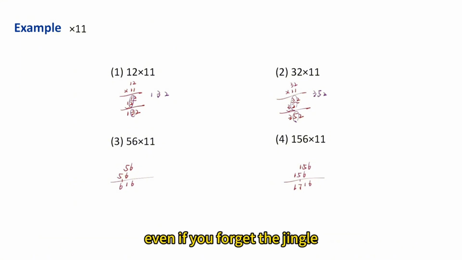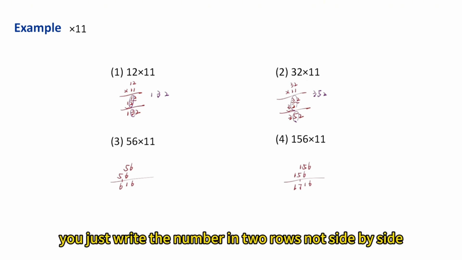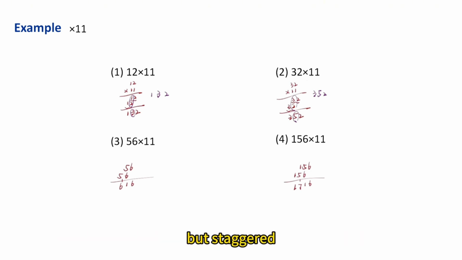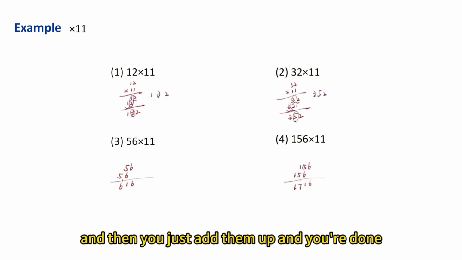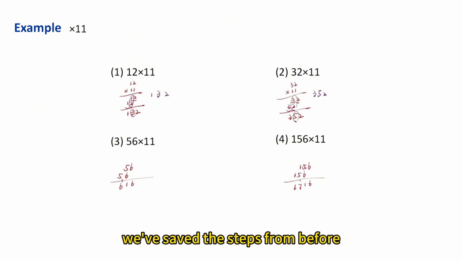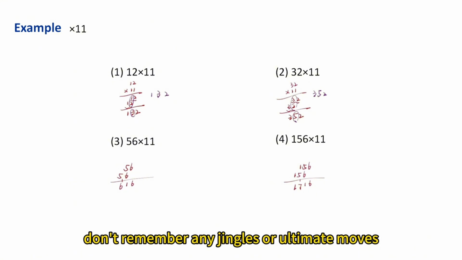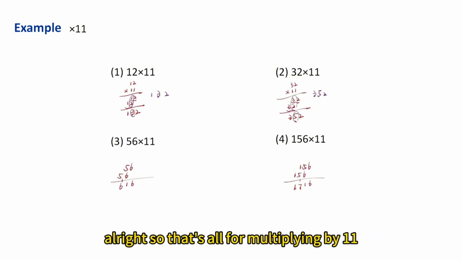Even if you forget the jingle, this multiplying by 11 method, isn't it just like vertical multiplication? Right. You just write the number in 2 rows, not side by side, but staggered, and then you just add them up, and you're done. Right. So what this means is that we've saved the steps from before, like writing out 12 times 11, and so on. Right. That part can indeed be skipped. Okay. Just remember this pattern. Remember this principle. Don't remember any jingles or ultimate moves. Alright, so that's all for multiplying by 11.